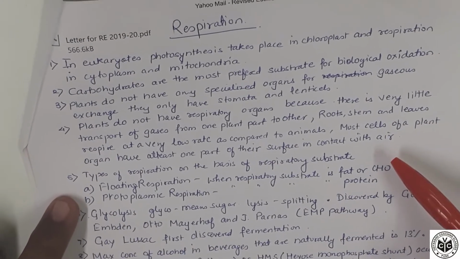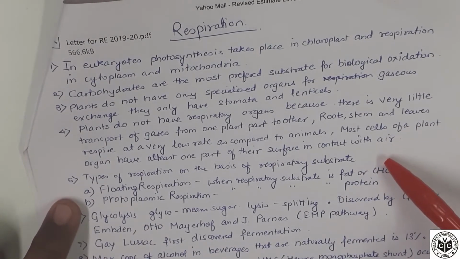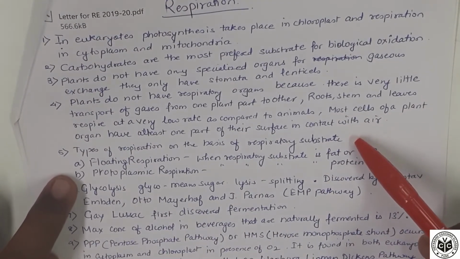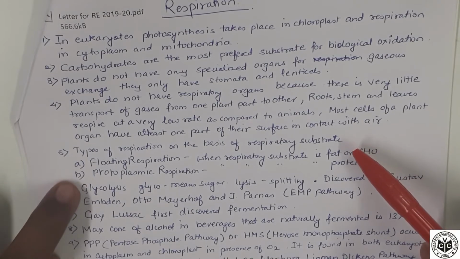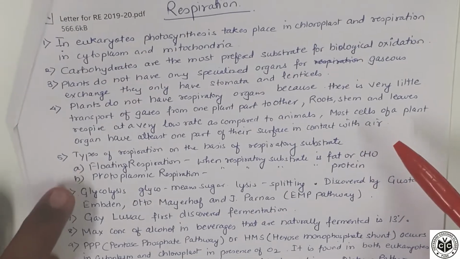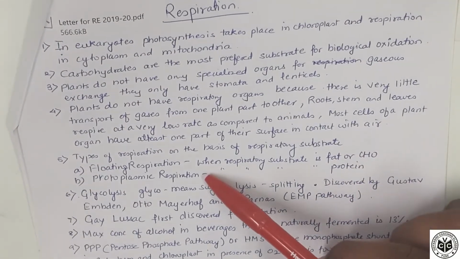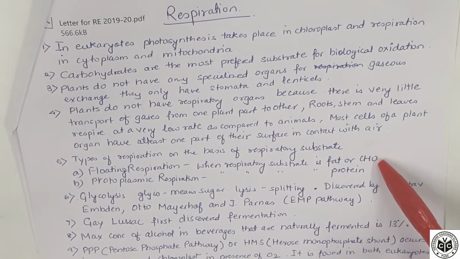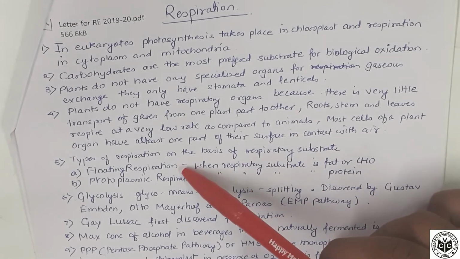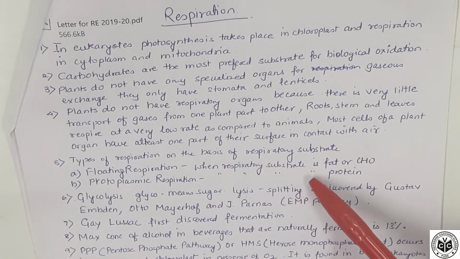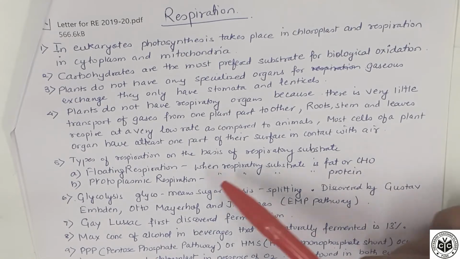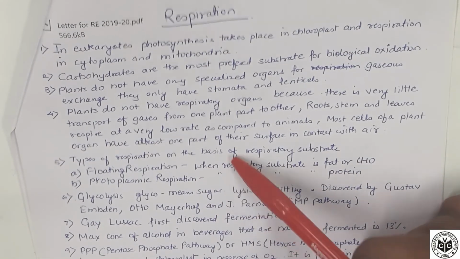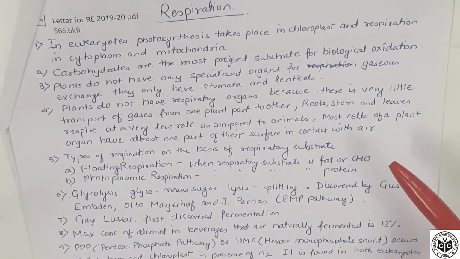Now the next point is the types of respiration on the basis of respiratory substrate. There are two types of respiration: floating respiration and protoplasmic respiration. When the respiratory substrate is fats or carbohydrates, the respiration is known as floating respiration, and when the respiratory substrate is a protein, it is known as protoplasmic respiration. So these two types of respiration you should know: floating respiration and protoplasmic respiration.